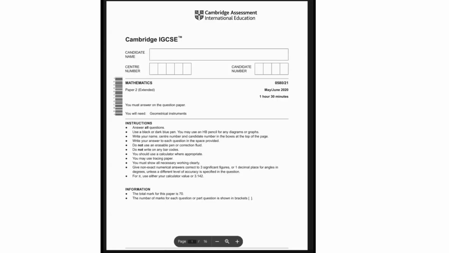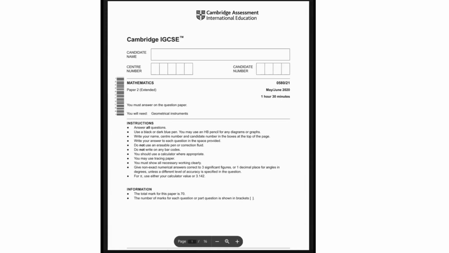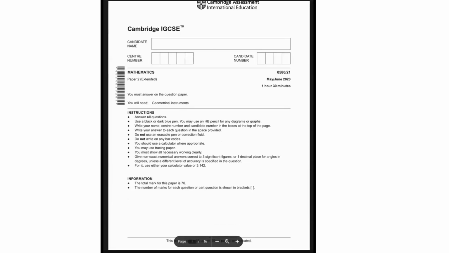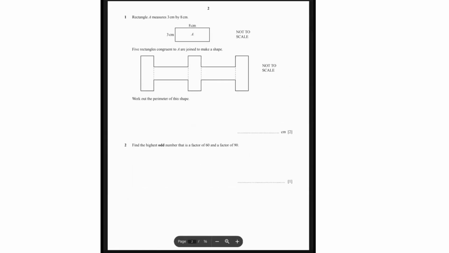Right. So these are the solutions, a guide to paper 2 for the 2020 May June paper. I think this is the first specimen paper. Okay, let's take a look at question 1.